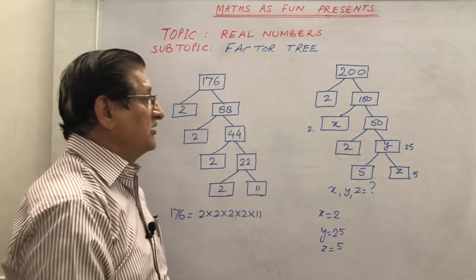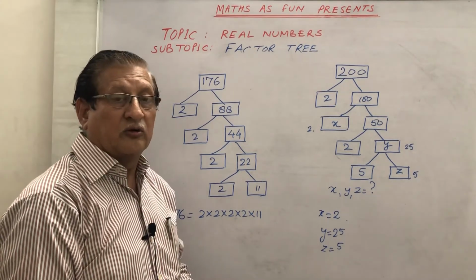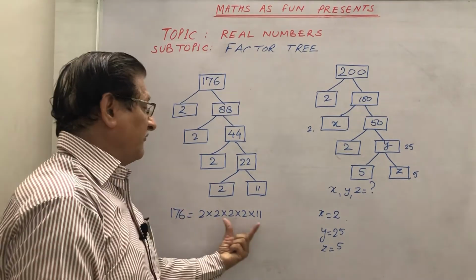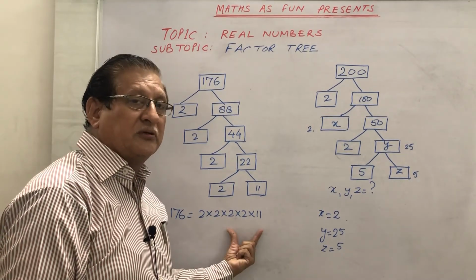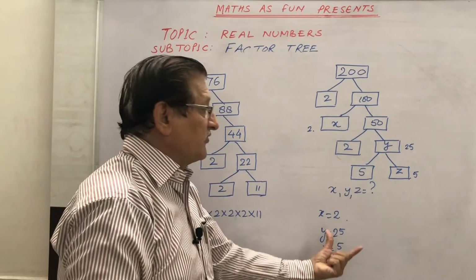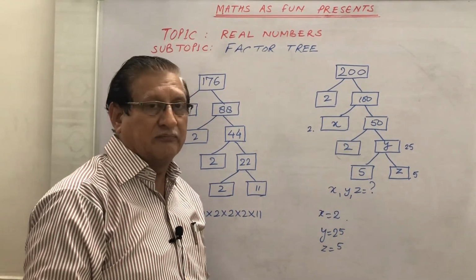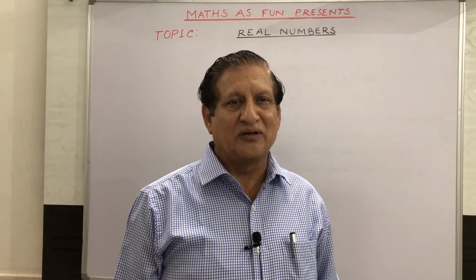So we have learned two things in this particular video. One is how to write the factor tree and find the prime factors of a given composite number. Another is, if you are given the factor tree with some missing numbers, how to find out those missing numbers.